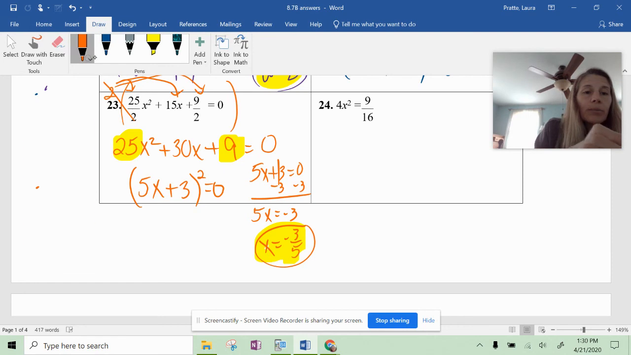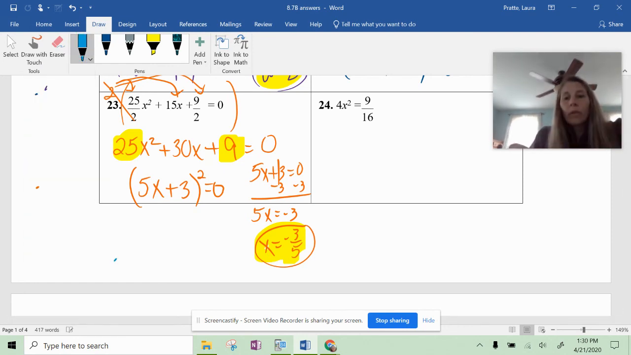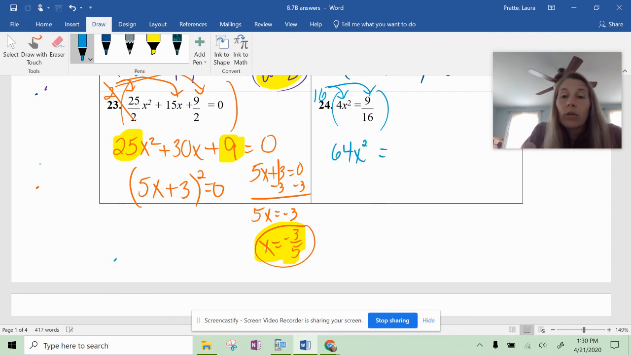And our last problem, again, we have a fraction. So what I would probably do is just multiply by 16 to get rid of it. Now 16 times 4 is 64. And when you do the other side, the 16s will cancel and I just have 9. Now I need to move my 9 over because I need it to equal 0. So 64x squared minus 9 equals 0.